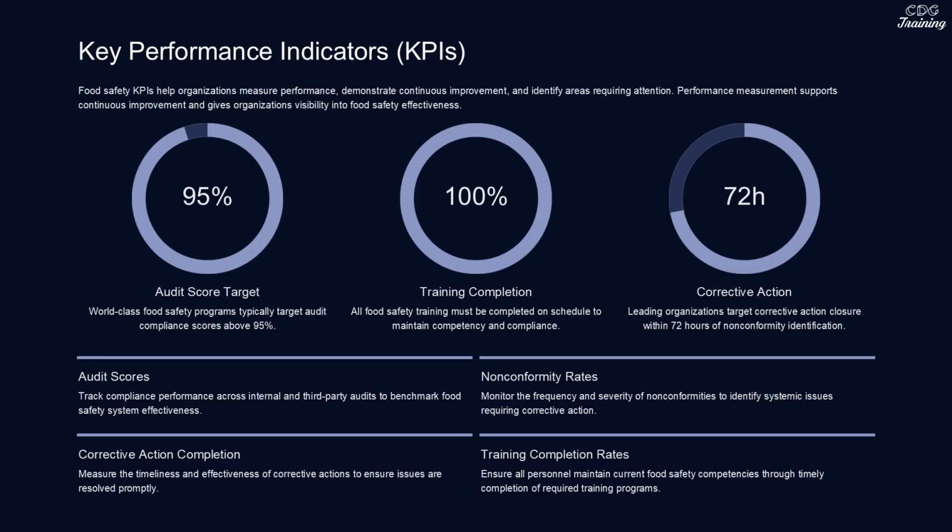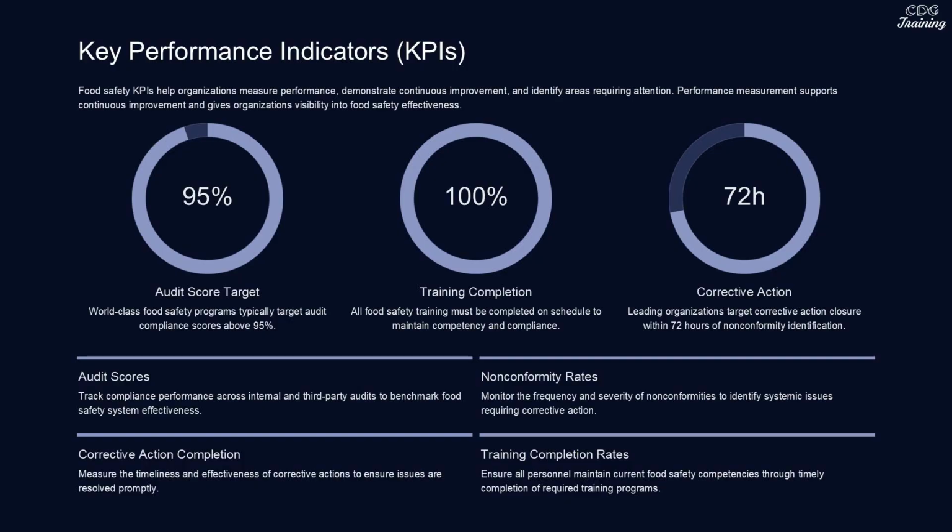Food safety KPIs help organizations measure performance, demonstrate continuous improvement, and identify areas requiring attention. Performance measurement supports continuous improvement and gives organizations visibility into food safety effectiveness. Audit scores: world-class food safety programs typically target audit scores above 95%. Training completion rates: training must be completed on schedule to maintain competency and compliance.